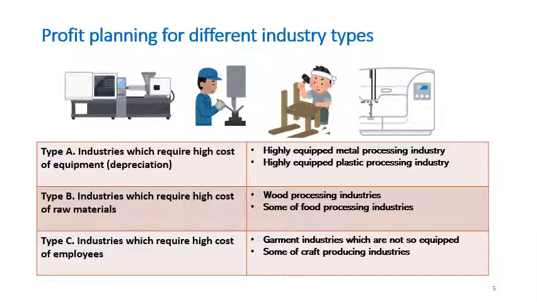Now, let's consider profit planning for each of the different industry types. Generally speaking, in the wood processing industry, raw material cost represents the biggest portion of its production cost. On the other hand, in metal processing companies that are highly equipped, equipment investment costs can represent the biggest portion of its production cost. In such a way, cost structure can vary according to the industry types. Therefore, profit planning should be carried out considering such cost structure.